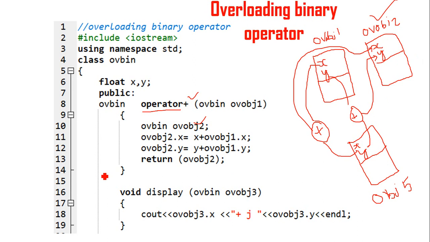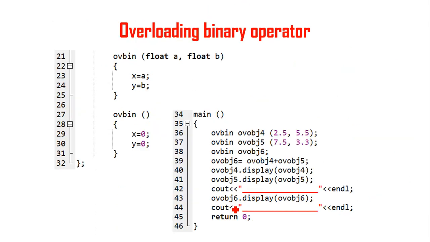Next, what do we have? We have a display function. The display function is just to represent the x and y values in the form of complex numbers. You know that a plus jb, right? To display the numbers in a complex format, we use this member function. Now coming to another thing.